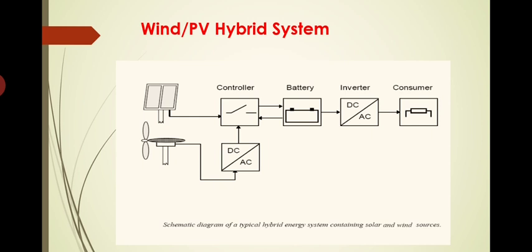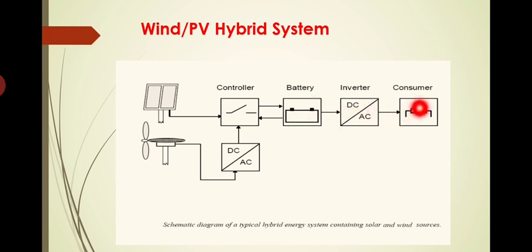Now coming to a few hybrid systems. First one is the wind photovoltaic hybrid system. In this figure you can see a photovoltaic cell here. This will be producing the current. The theory we have explained in detail in the earlier modules. The current produced will pass through the controllers, then it will be stored in the battery.